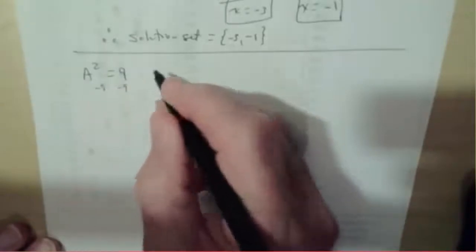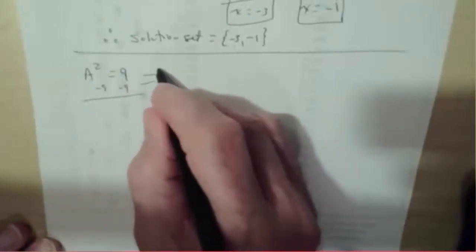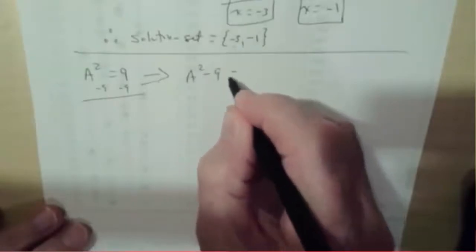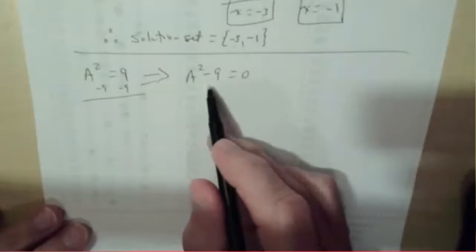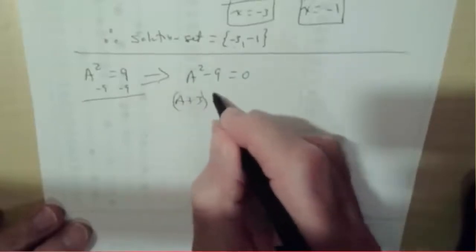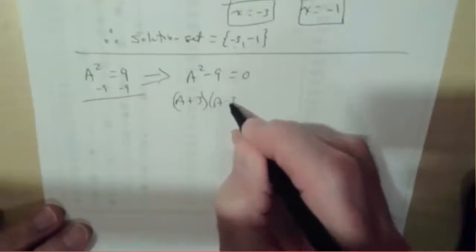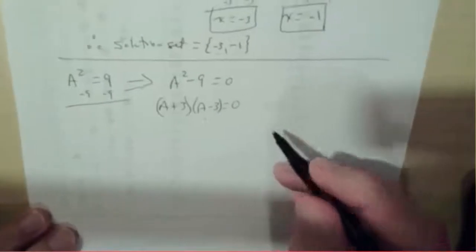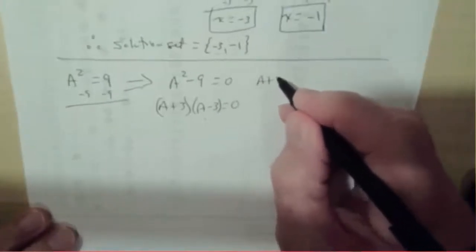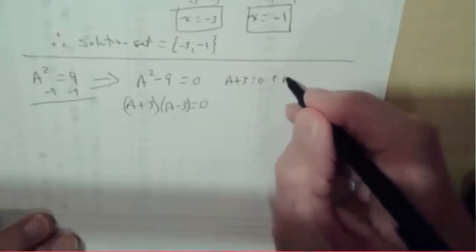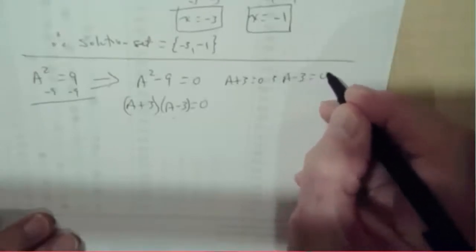What we can do is subtract 9 from each side, and you get a squared minus 9 equals 0. What do we have here? A conjugate, right? It's a plus 3 times a minus 3 equals 0. Set each one of these equal to 0. A plus 3 equals 0, and a minus 3 equals 0.